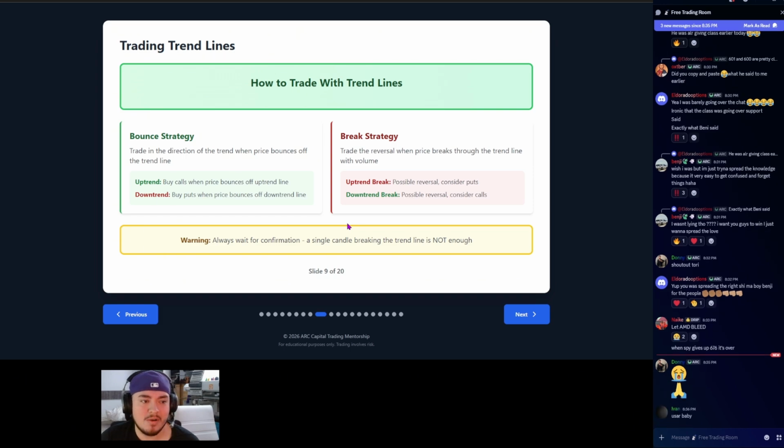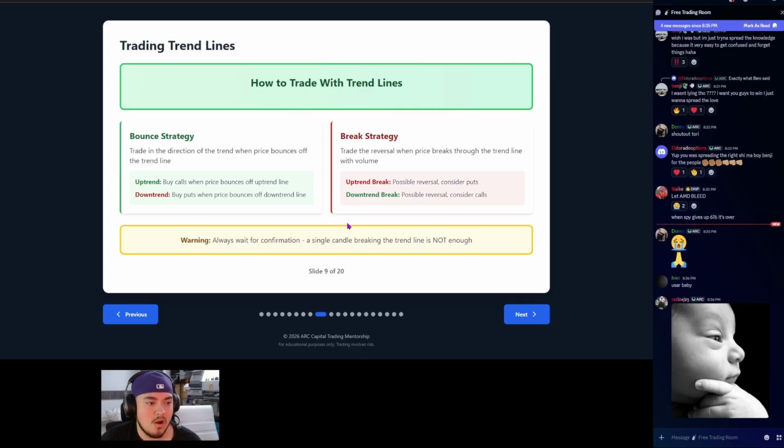An uptrend break is a possible reversal, consider puts. A downtrend break is a possible reversal, consider calls. Warning, always wait for confirmation. A single candle breaking through the trend is not enough. You always want to wait for that break and retest. If you get the retest and it uses that previous trend line of support as resistance, right, you are going to use that as a valid entry setup.